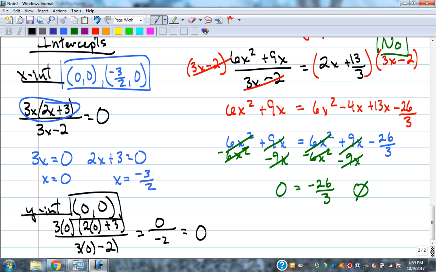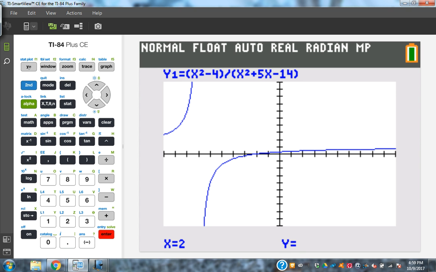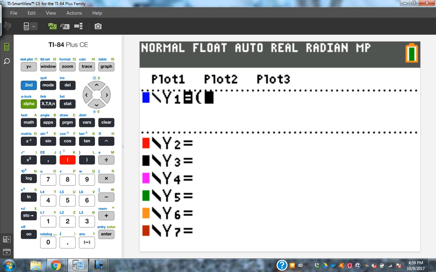If we look at the graph of this thing on the graphing calculator, that's what we want to do. Just so we verify some of this stuff and so that you can see it happening. Divided by 3x minus 2.